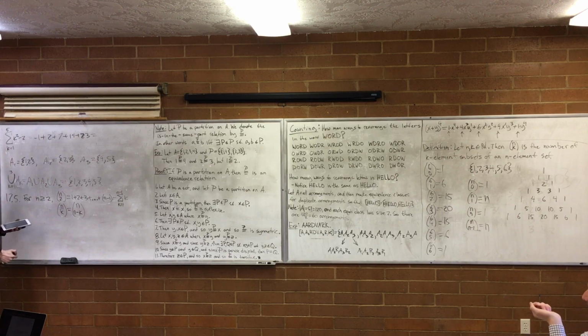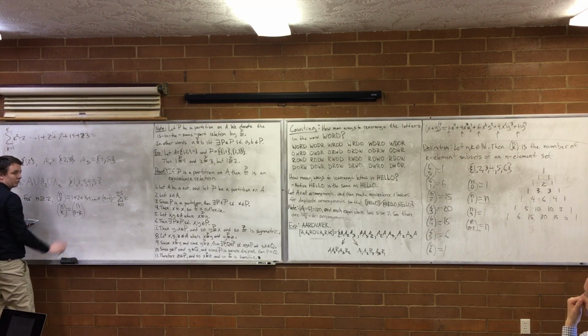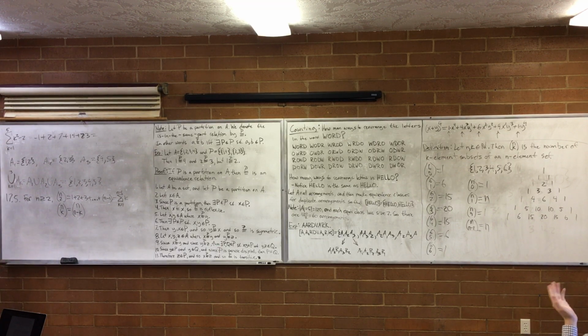Isn't n minus k going to be a lesser number than k? n minus k can be, but it can also be a greater number. It's going to be the same thing, right?